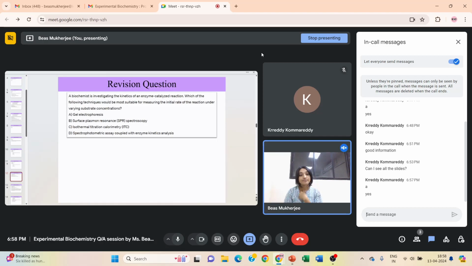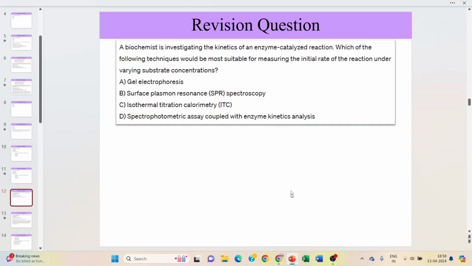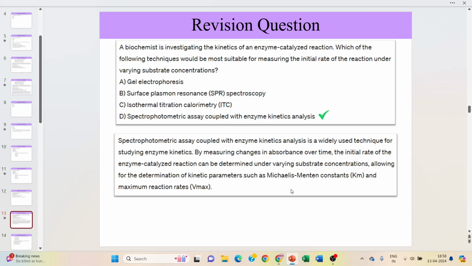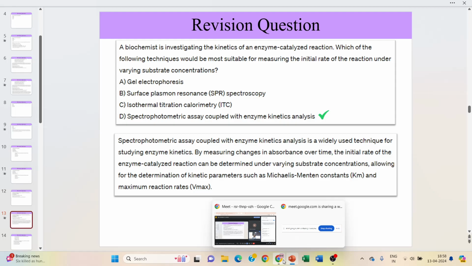Surface plasmon resonance tells you how tightly the enzyme is maybe binding with the substrate, but will it tell you about the changes in kinetics of the enzyme under varying substrate concentration? Then there is ITC, which is again going to tell you about the energy of binding. And finally, it is spectrophotometric analysis coupled with enzyme kinetic analysis. So to understand an enzyme, you need to perform kinetic studies on the enzyme. Correct? Right. So see, spectrophotometric analysis could be coupled with enzyme kinetic analysis.